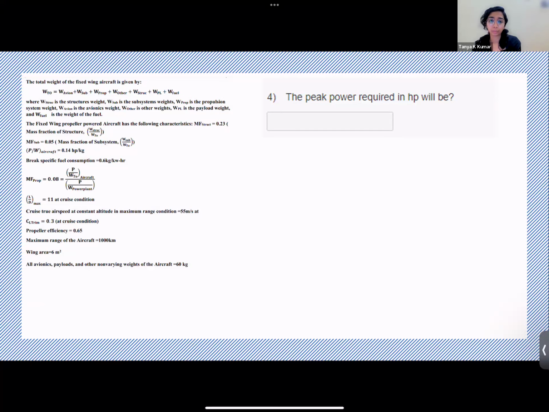What is the equation for power? So you have, they've given you P by W, right? P by W is given. Correct? So P by W is 0.14 and they've asked you in HP, so there's no need to convert it. So this is 0.14. You need peak power, is 0.14 into what weight? This W, what weight should we take for peak power?